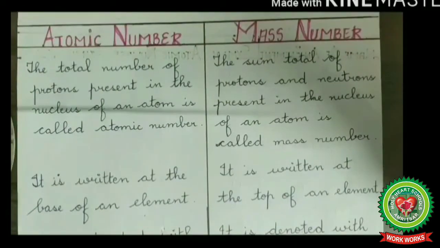Next we are going to discuss the difference between atomic number and mass number. The total number of protons present in the nucleus of an atom is called atomic number. And mass number? The sum total of protons and neutrons present in the nucleus of an atom is called mass number. Atomic number is written at the base of an element. Mass number is written at the top of an element.